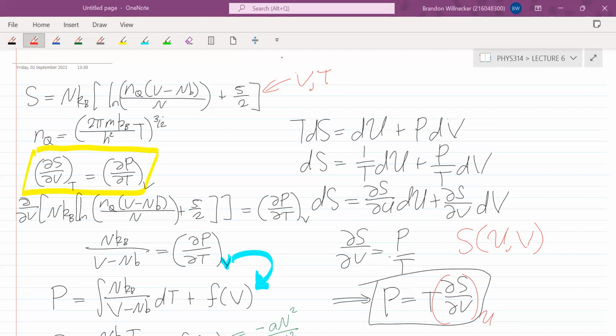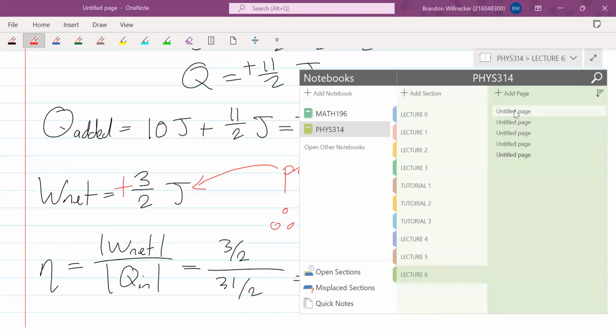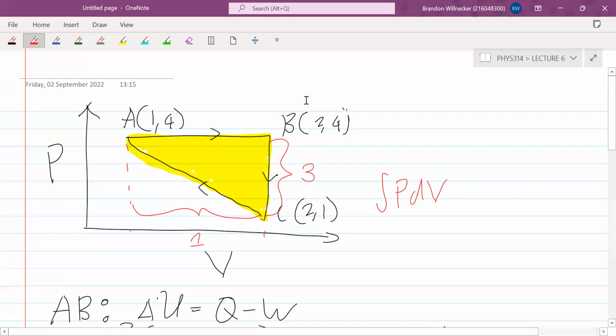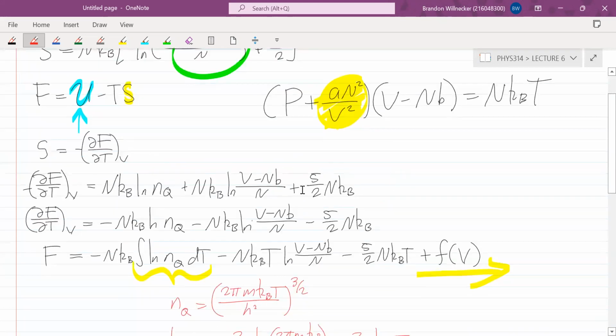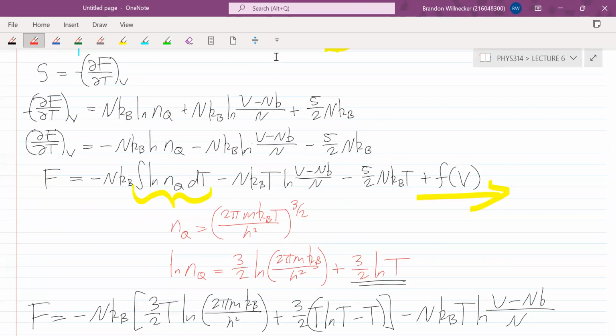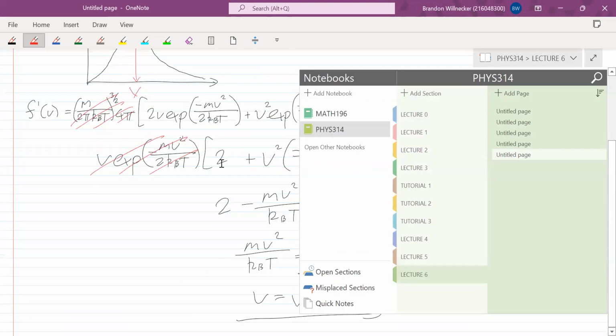So the first part of the test is engines and refrigerators, the usual stuff that we've gone over. The middle part is on thermodynamic potentials, the free energy, the enthalpy, all of that stuff. And the last part is on the Boltzmann distribution.